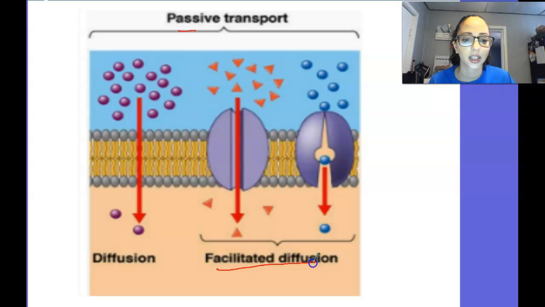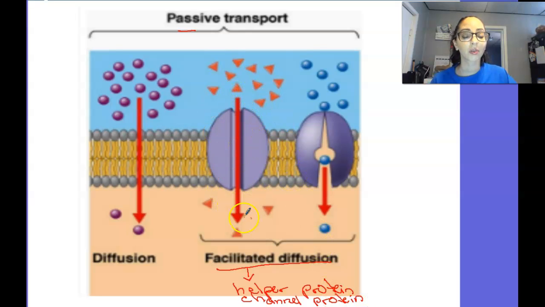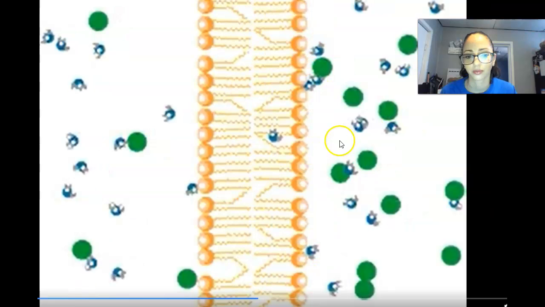It's called facilitated diffusion. Facilitated because it has a helper protein or a channel protein. You can hear both, channel protein. So these proteins are the integral proteins, the ones that I told you were embedded, that help bigger molecules go from high concentration to low concentration. Remember, these molecules over here are big enough that they cannot go through here, so they use integral proteins to help them go from one side to another.